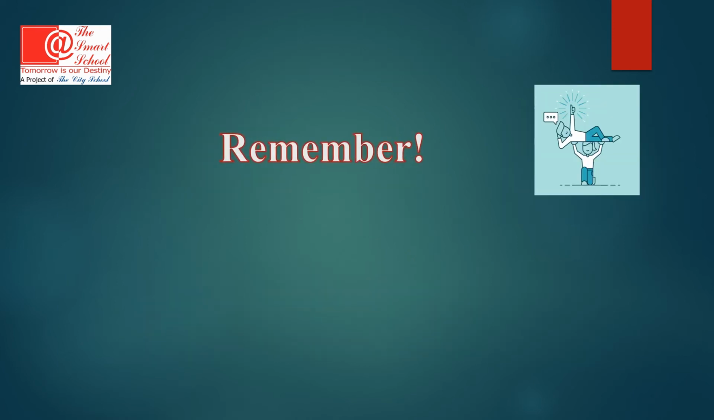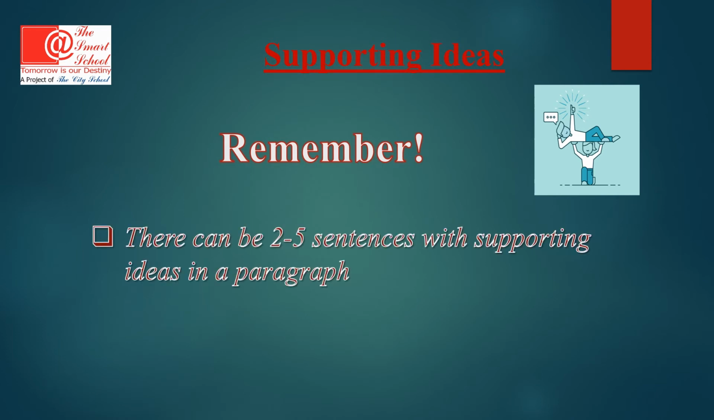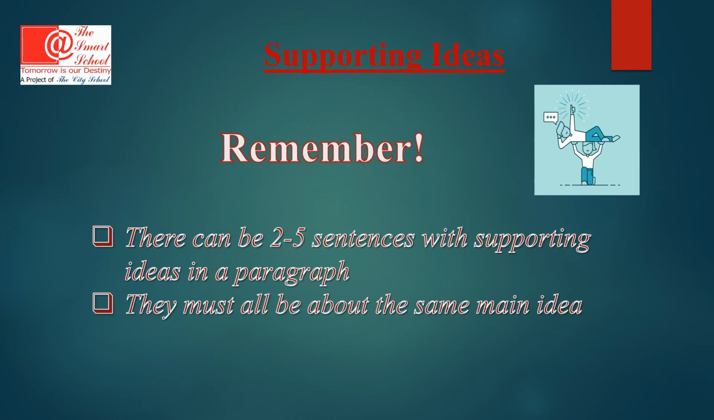Now remember, there is one very important thing you must remember about the supporting ideas. That there can be 2 to 5 sentences and they must be about the same main idea that is there in the topic sentence. If it is not the same, then it is not part of the same paragraph, then it becomes bullet points and your paragraph would be considered wrong. So remember this point whenever you are writing a paragraph.